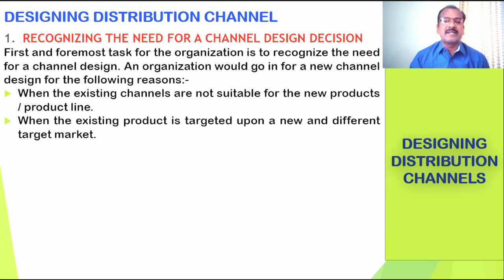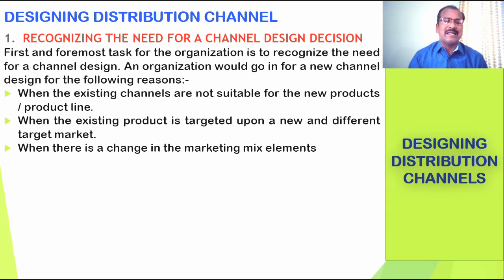Number 2, when the existing product is targeted upon a new and different target market, this is also possible. When a company has already, for example, targeted 3 distinguished segments with 3 different channel structures, moves to target the 4th new segment, it might find the existing 3 channel structures may not be suitable for distributing the same product or products to the 4th new segment which the company is planning to target. It can very well think of designing an entirely new channel structure. So that is the second situation.